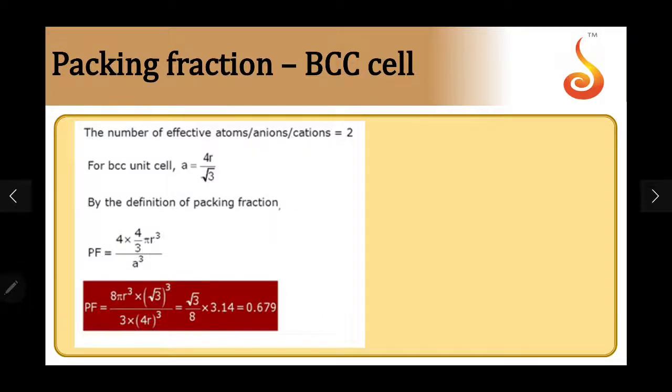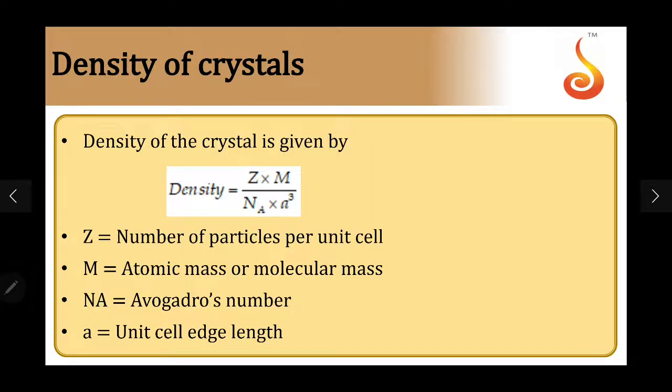So you need to remember the packing fraction for all the 3 unit cells. Density of crystals. Density of a crystal is given by the total mass of the particles divided by the volume of the unit cell. So m by v basically.